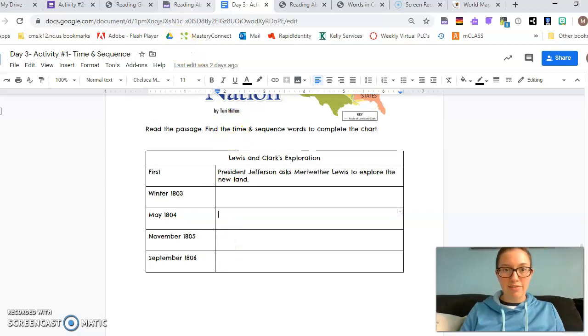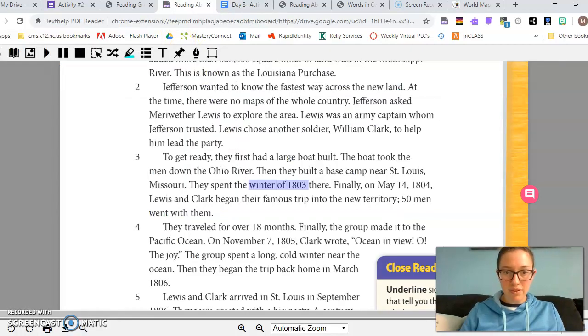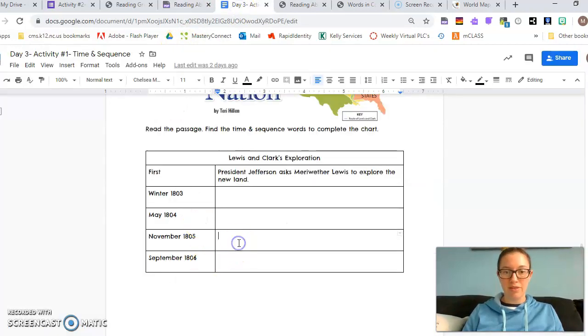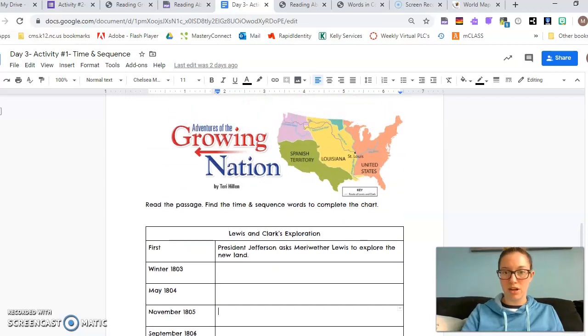Then November 1805. There it is. And then what happened there? If you read around it, we say the group made it to the Pacific Ocean. So I put Lewis and Clark's group made it to the Pacific Ocean, which is all the way on the other side of the United States. So they went from St. Louis all the way to the ocean over here.